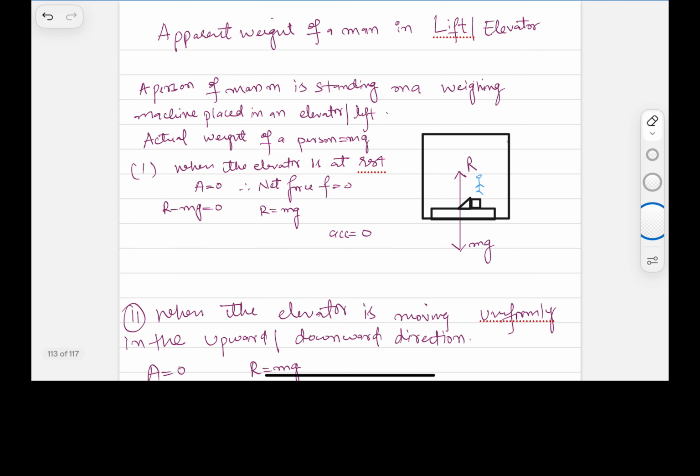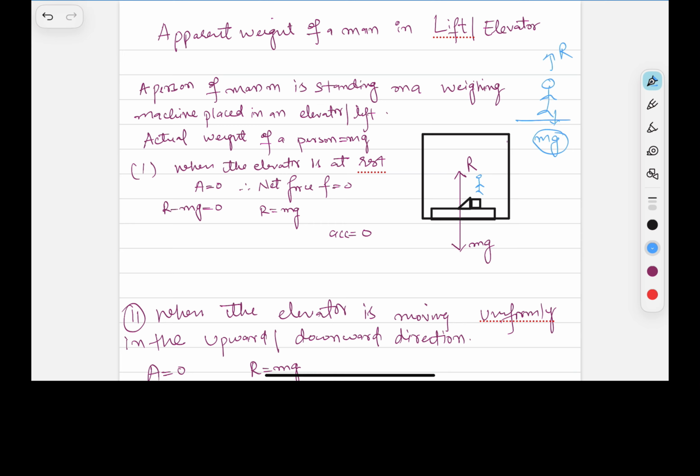Before that, if you can see a person standing on the ground, he must have some kind of weight. That weight is m into g, that is mass into gravitation. Some kind of reaction R is also there to counter it, so that he can be steady in a particular place. Suppose a person of mass m is standing on a weighing machine.